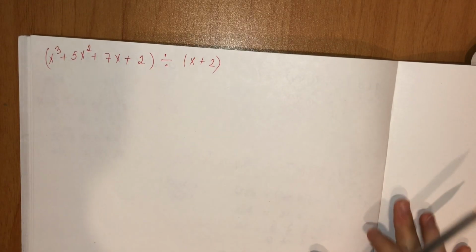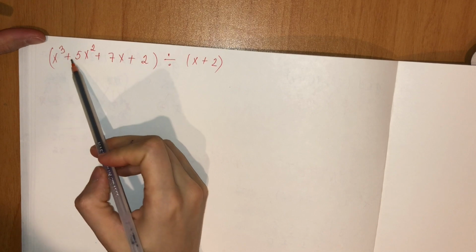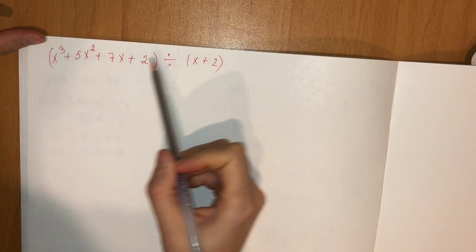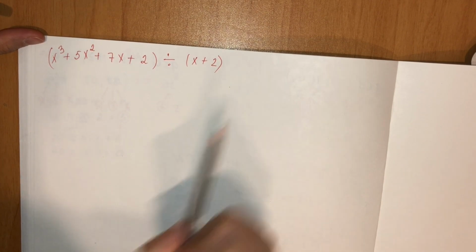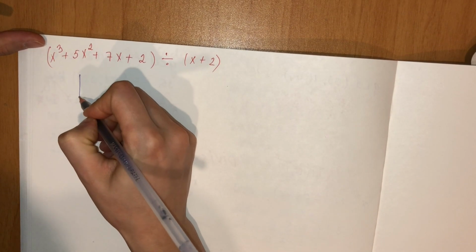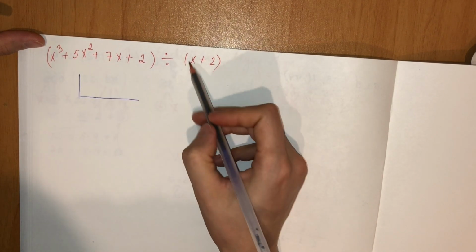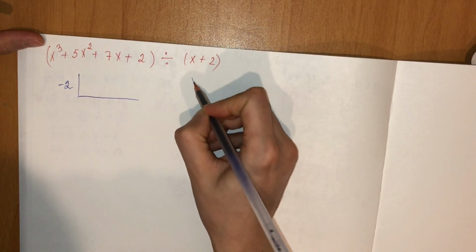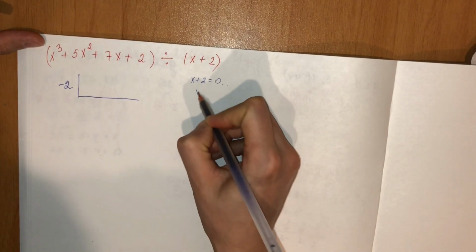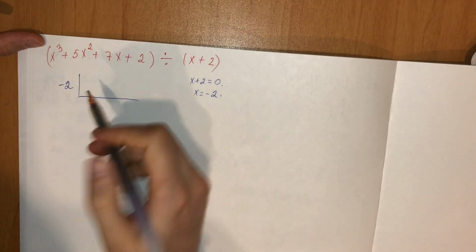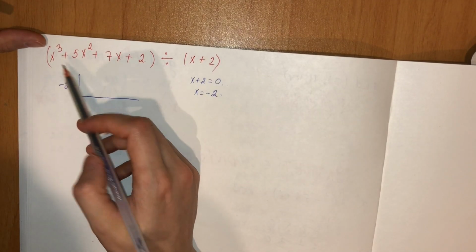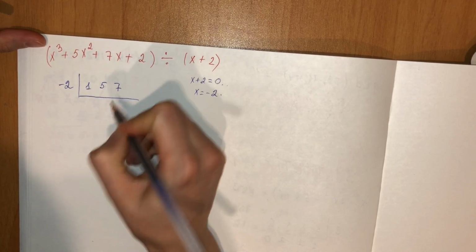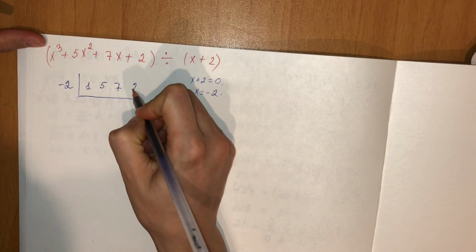And let's try out another example. x cubed plus 5 times x squared plus 7 times x plus 2 divided by x plus 2. What is the root of x plus 2? It is minus 2, yes? x plus 2 is equal to 0, x is equal to minus 2. And we write down the coefficients here: 1, positive 5, positive 7, and positive 2.